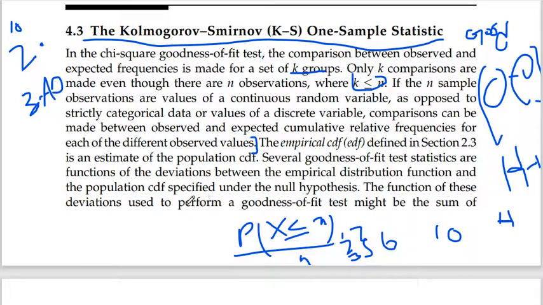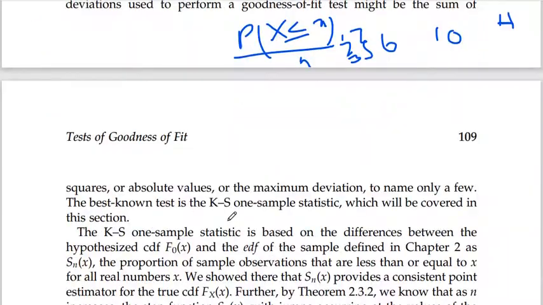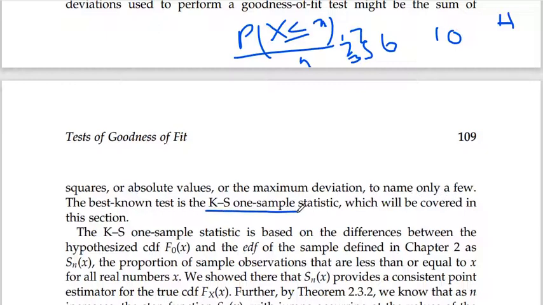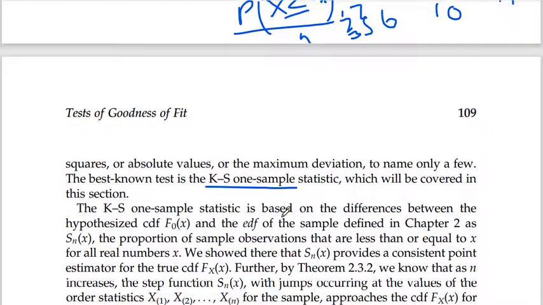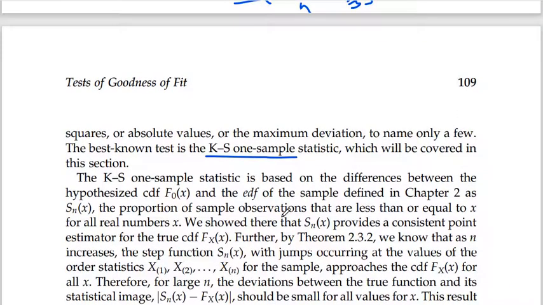The functions of these deviations used to perform goodness of fit tests might be the sum of squares or absolute values of the maximum deviation, and only a few are the main tests. This is the Kolmogorov one sample test, which will be covered in this section. So this is the brief introduction about the Kolmogorov-Smirnov test. Now we can see the difference between the CDF and the empirical distribution, with examples also.